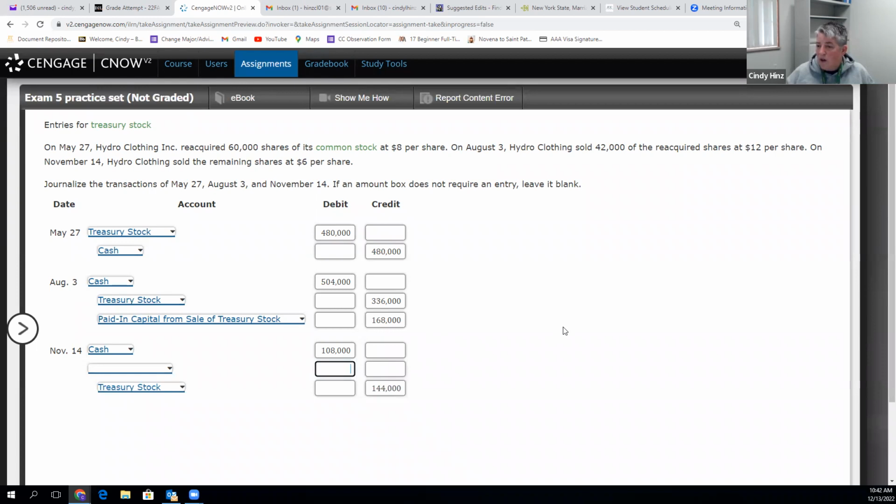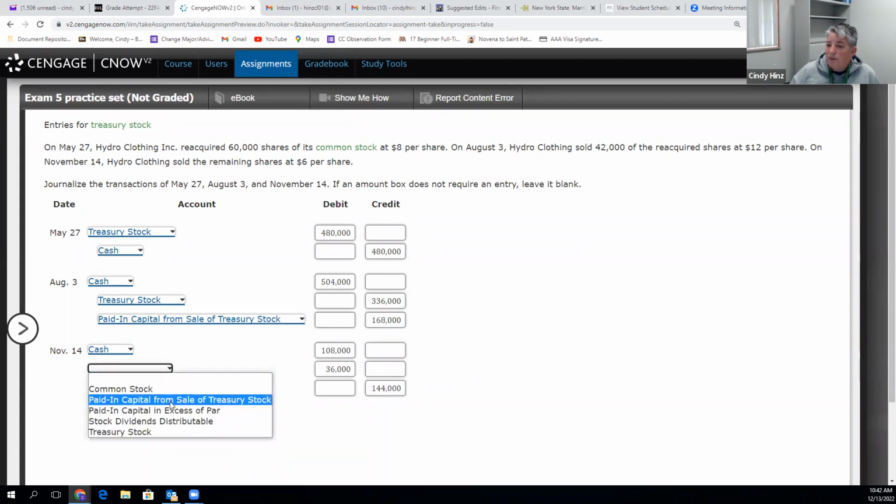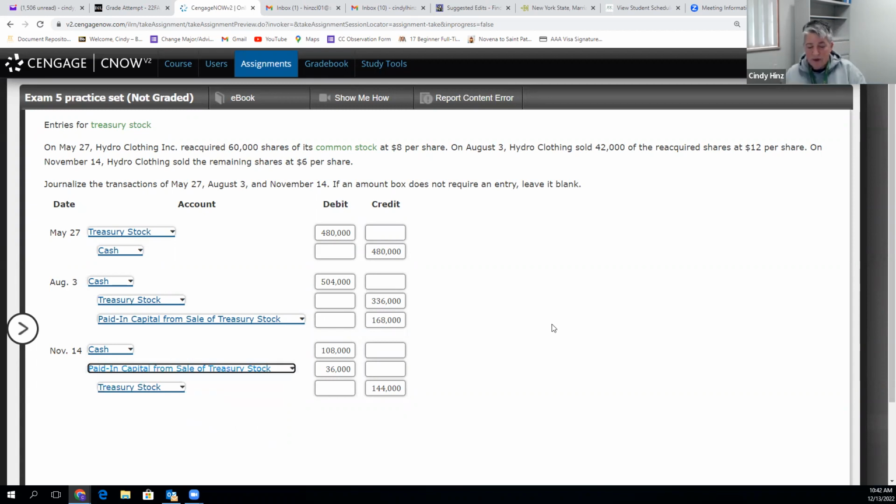And just like we said for the August 3rd transaction, we can't be done here because our debits and credits are not equal. We need an additional debit of $36,000 to make this transaction balance. And this is kind of like we lost money on these shares. We bought them for $8, we sold them for $6. That's going to be a reduction in our contributed capital. Since we've already set aside this paid-in capital here, we can use up some of that to make this transaction balance.